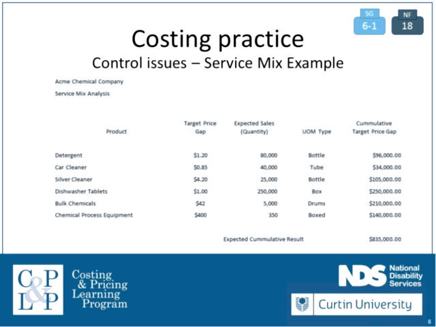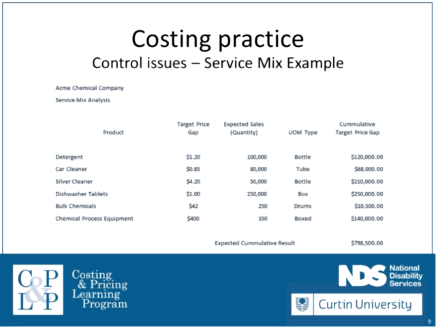If we change the service mix, or in this case the product mix for this organisation, by changing the expected sales quantity, so we haven't affected the target price at all, which in the short term is a very logical expectation for us, then you can see that there is quite a significant change in that expected cumulative results. Some products have returned less of a target price gap, in other words, have performed more poorly, and some have improved. However, the overall presentation of the cumulative price gap is different.